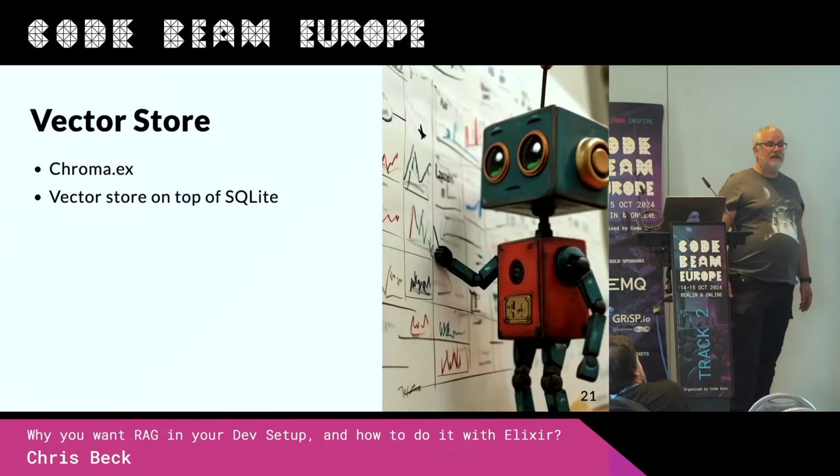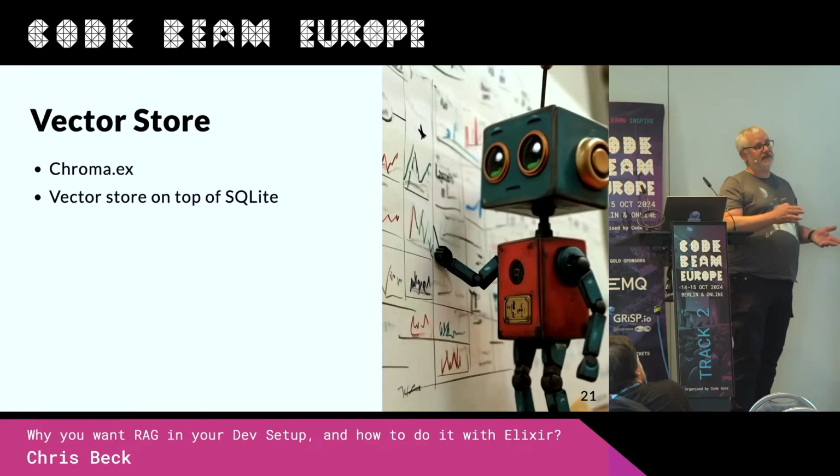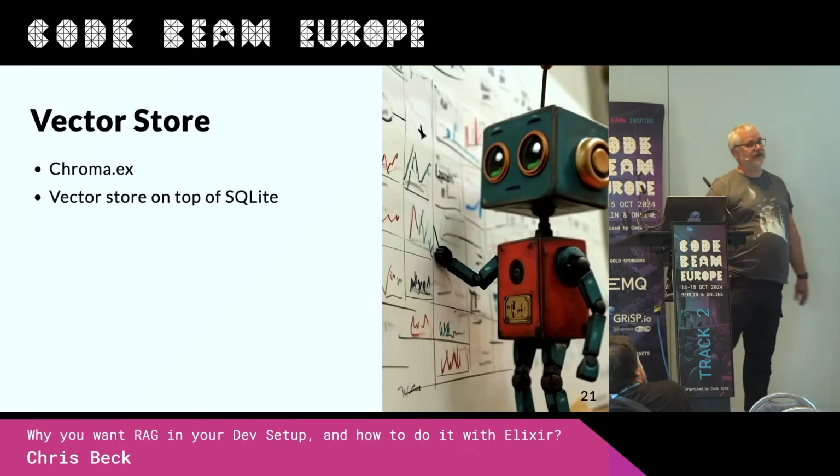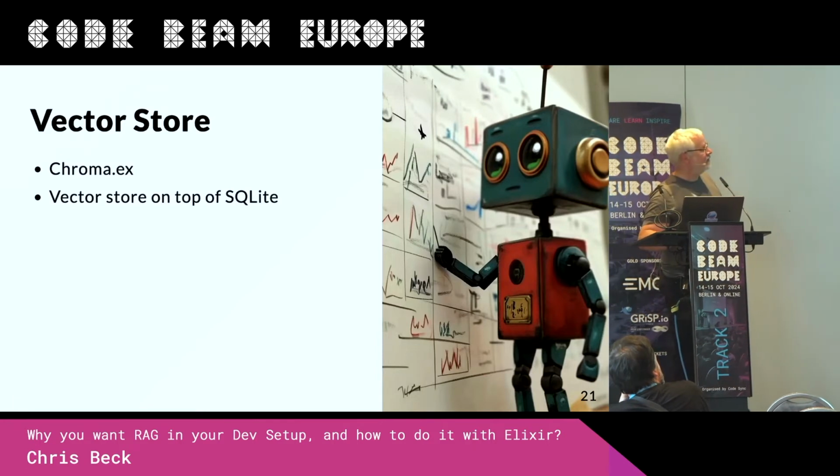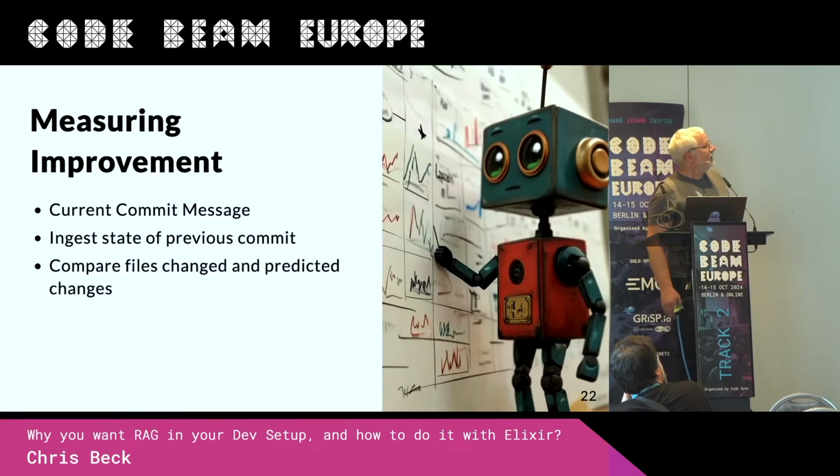We use Chroma because Chroma is building up on SQLite, which is just a file-based database. And that's quite good if you want to experiment with different stages of the database. You can just copy the files around until you arrive at something sensible. It's good to measure improvement.